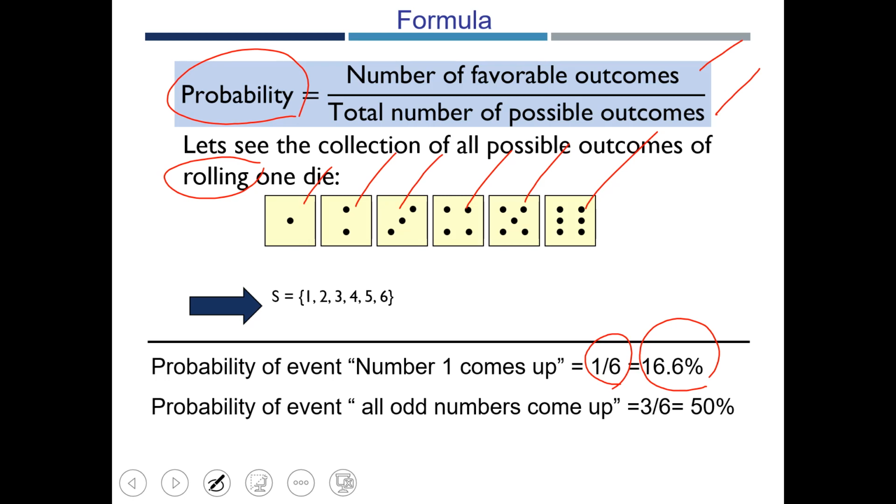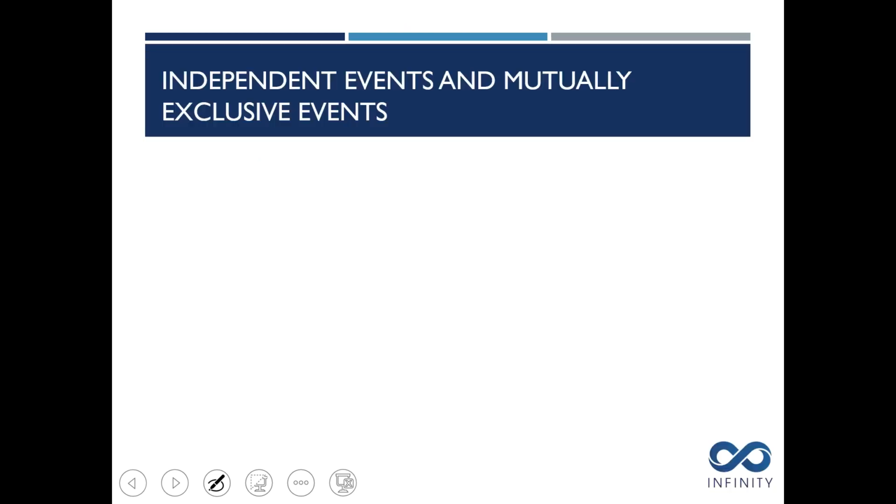Or we can say the probability of the event that you will get an odd number. All odd numbers come up. The probability is going to be 3, the chances of odd numbers, over 6, the total possible outcomes. So you may get 1, 3 or 5. So 3 values out of 6 values, that is going to be 50%. This is how you will calculate the probability of an event: the number of favorable outcomes divided by the total number of possible outcomes.